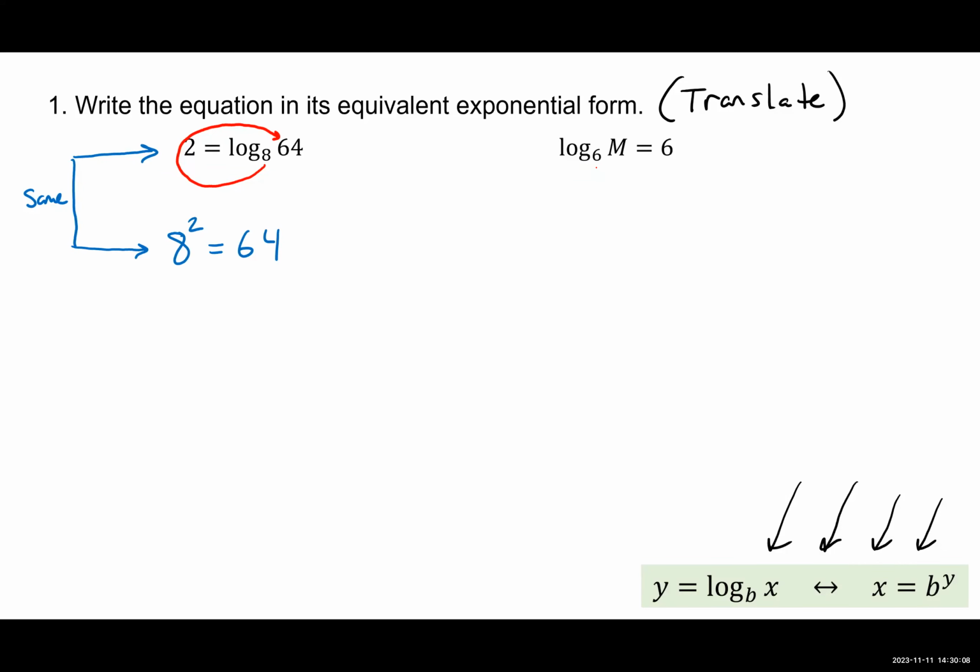All right, next one. Start with the base. 6 to the power of 6 is equal to m. We're not going any further. There's nothing to solve for, there's no answer. We're just rewriting, starting with a statement using log and ending with a statement using exponents.